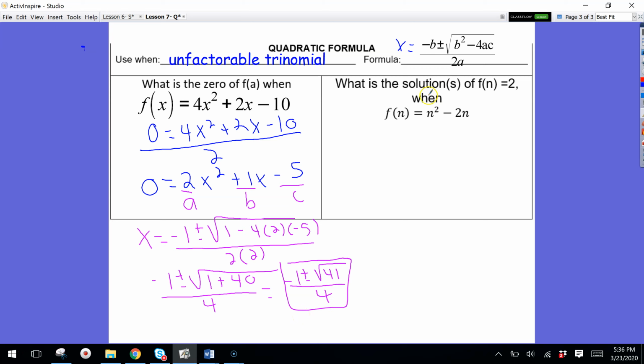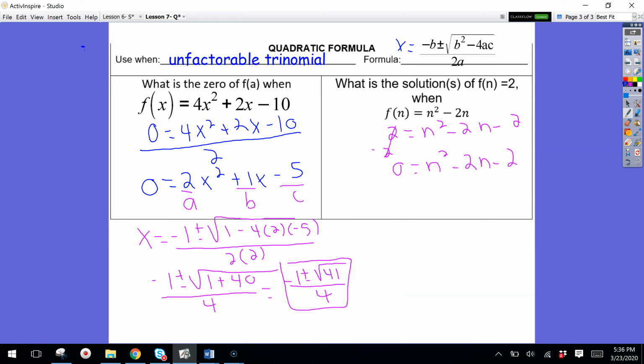So in this next one, we're finding the solutions when it's equal to 2, so not a 0. And just like with factoring, this only works when we have a 0. So what we're going to have to do is move over the 2. And now we have 0 is equal to n squared minus 2n minus 2. Now we're going to use our quadratic formula. There is no number in front of the n squared, so we're just going to put a 1 here. So this is my a, and then my b is negative 2, and my c is negative 2.